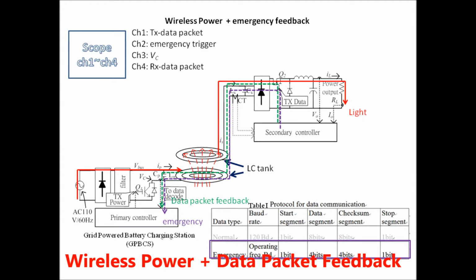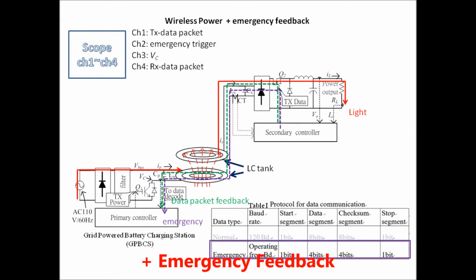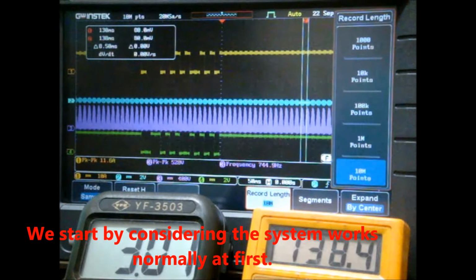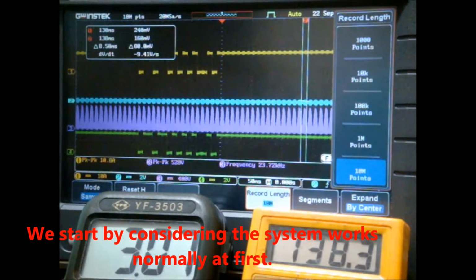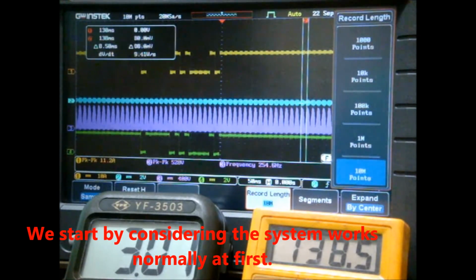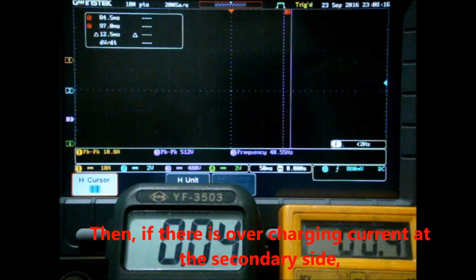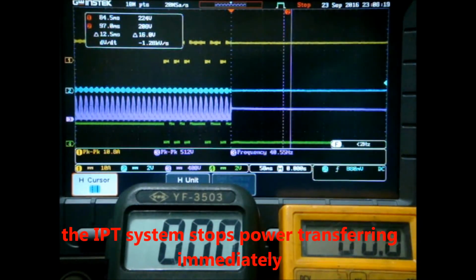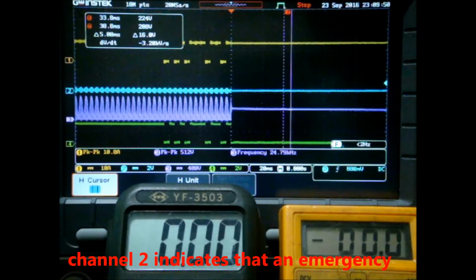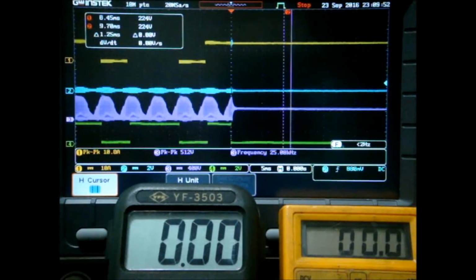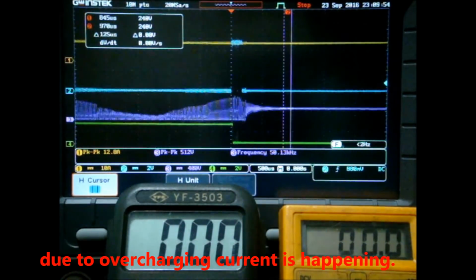This topic will show you the function of wireless power plus data packet feedback plus emergency feedback. We start by considering that the system works normally at first. Then, if there is overcharging current at the secondary side, the IPT system stops power transferring immediately. Channel 2 indicates that an emergency due to overcharging current is happening.